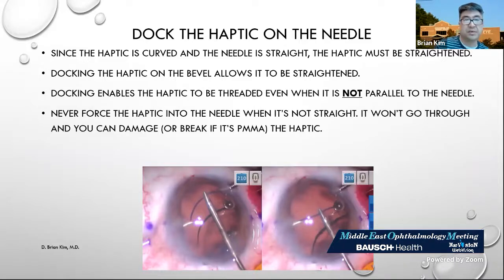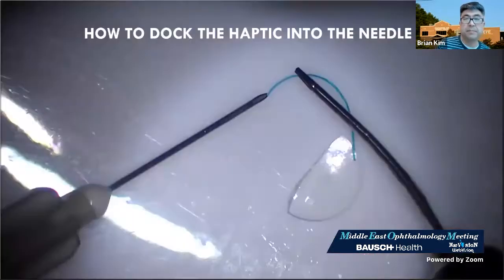And so that's essentially what I said here. With the PMMA haptics, definitely, if you are too aggressive with this step, you will bend the haptic, and it's going to be very difficult to fix that problem. And so this step is very important to be very gentle.